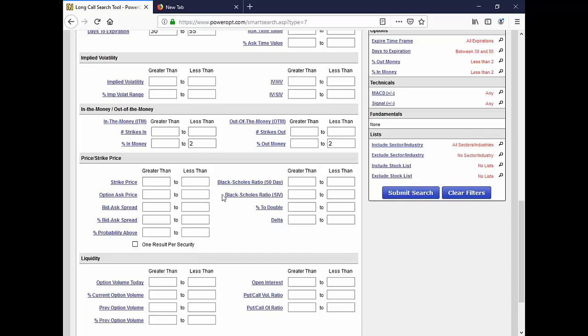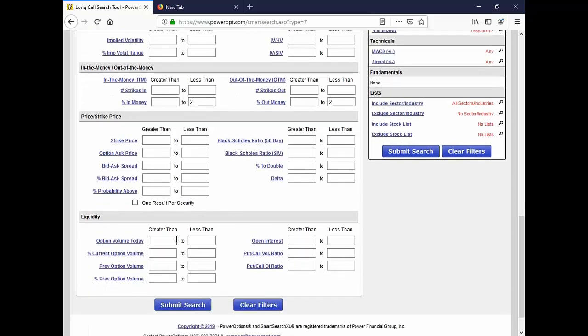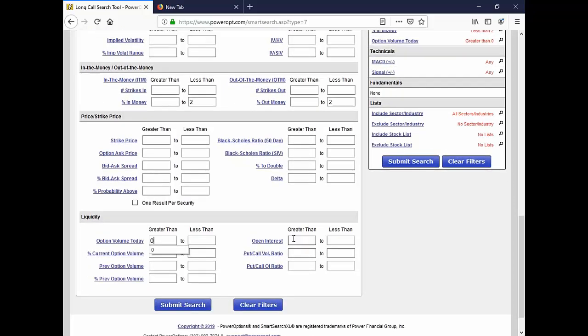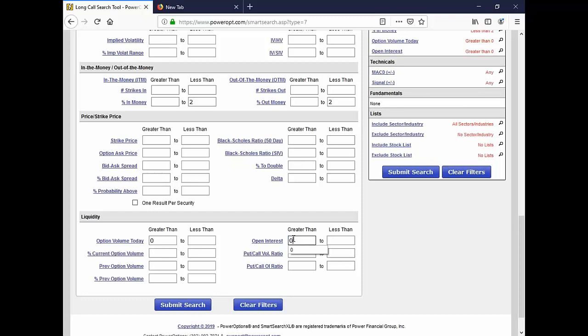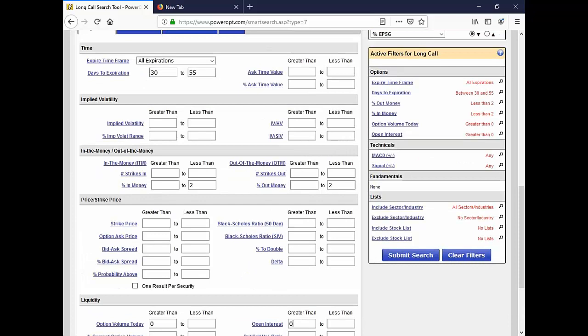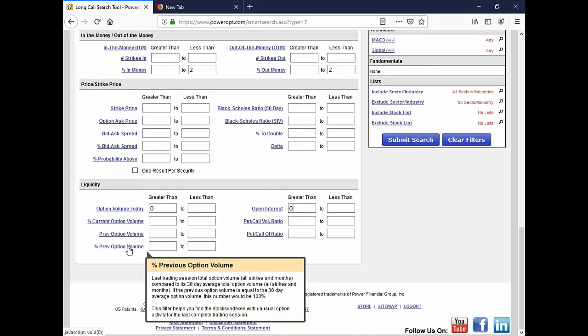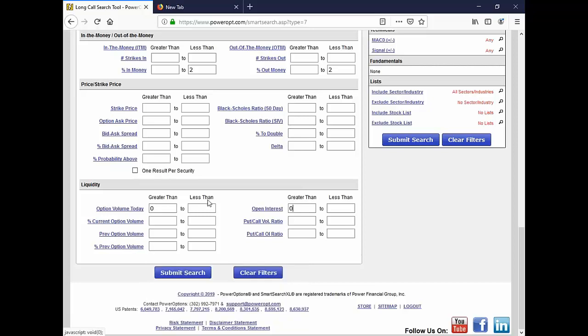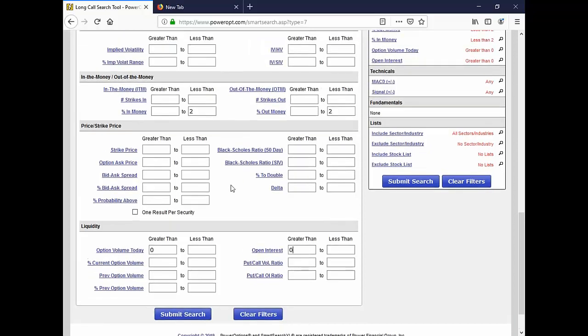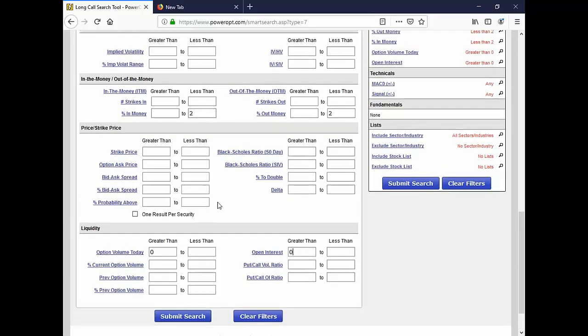My strike price is irrelevant. I don't need to worry about delta. I've already taken care of that with the out of the money. I don't need to worry about probability. Volume, I'm going to want some, but if they just had earnings, there's volume on both calls and puts at this point, and open interest as well. Not necessarily looking for a target, but you could use the current or previous option volume to see options that have grown at least, traded at least 100% or more than their 90-day average.